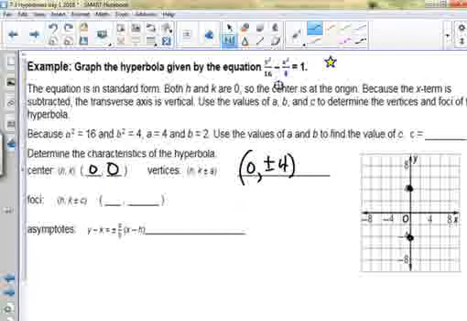Okay. How far does it go in the x direction? Yep. We take the square root of this, so it tells us to go 2. Now, we draw the rectangle that would go through those. So it would be bounded by x equals 2, x equals -2, y equals 4, and y equals -4. We draw in the diagonals.